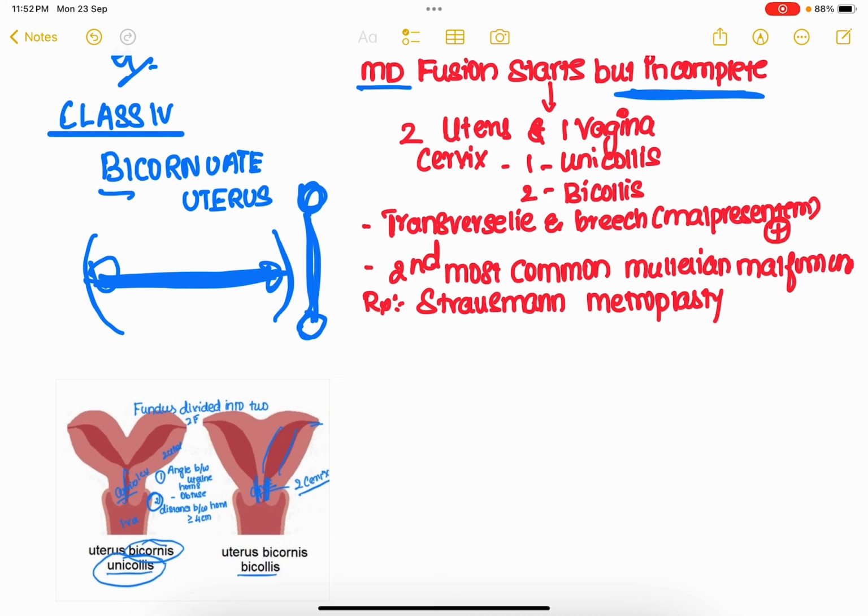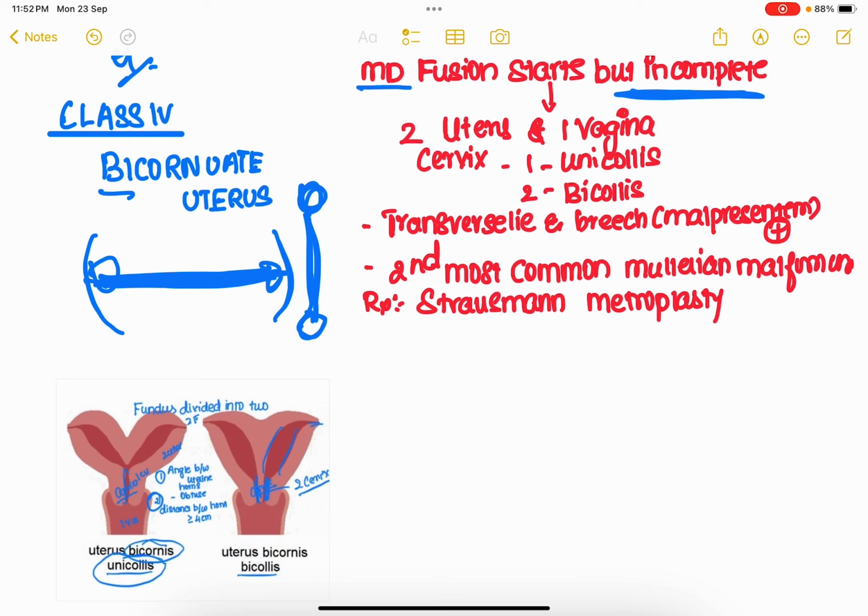If the stage of incompletion is at the level of cervix, it is going to result in 2 cervix. So 2 cervix, if present, is called bicollis. If one cervix is present, it is called unicollis. So the vagina is going to be one as the process of fusion has begun, but if the process has not fused at the level of cervix, then it is going to result in bicollis. If it fuses at the level of cervix, it is called unicollis. But definitely there are going to be two separate uterine horns and two fallopian tubes.